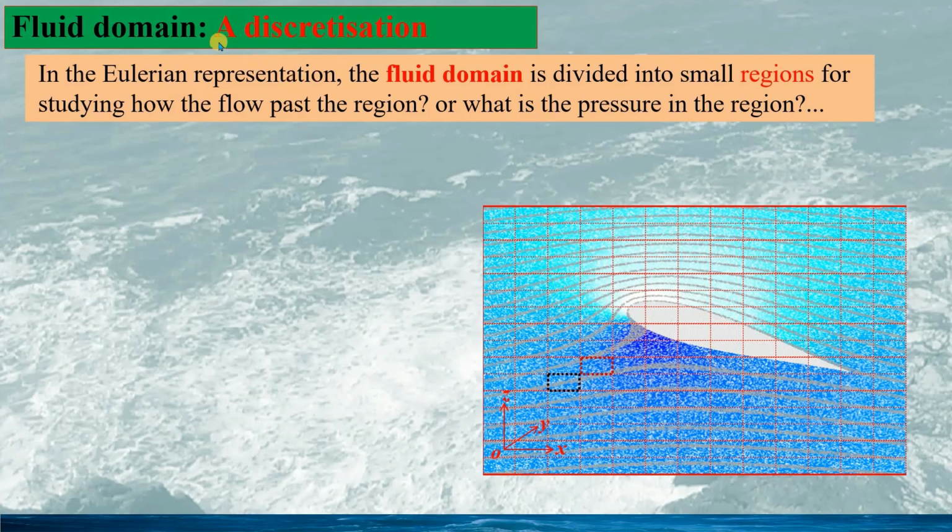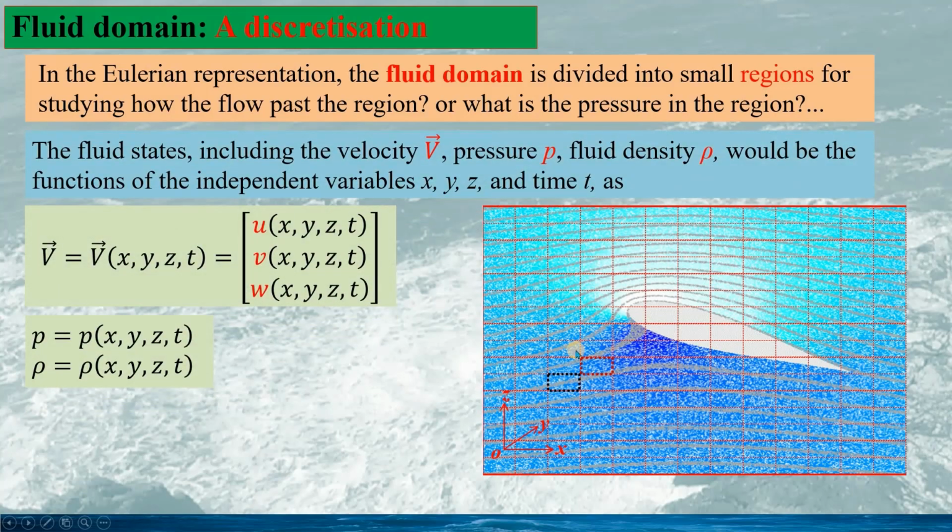In the Eulerian representation, the fluid domain is divided into many small regions, and on these regions, we will study how the flow passes the region, or what is the pressure in the region, etc. The fluid states indicated by the fluid velocity vector v, the fluid pressure p, fluid density ρ. In the Eulerian representation, these fluid states would be the functions of the independent variables x, y, z, and time.